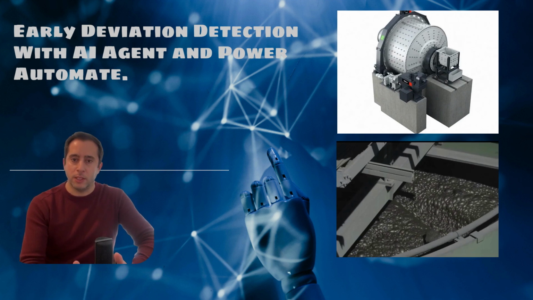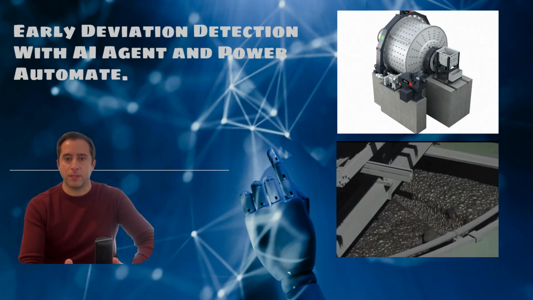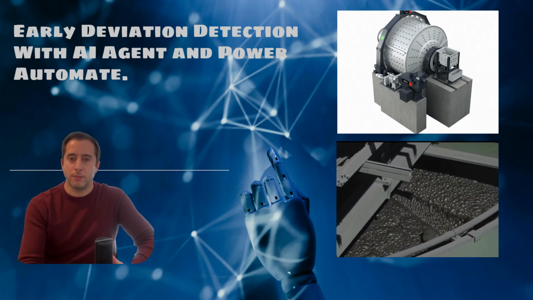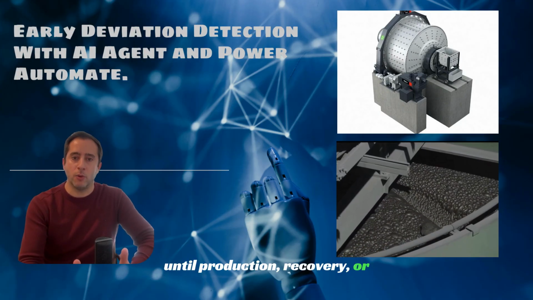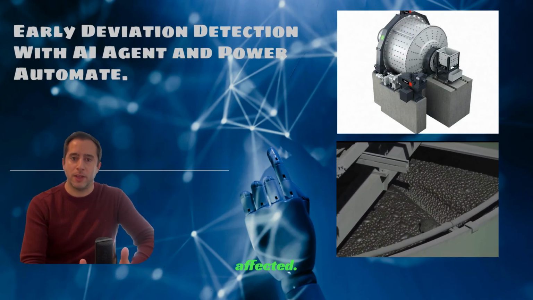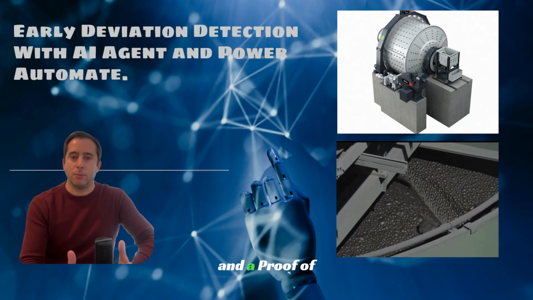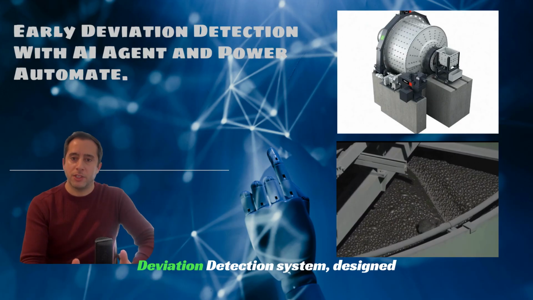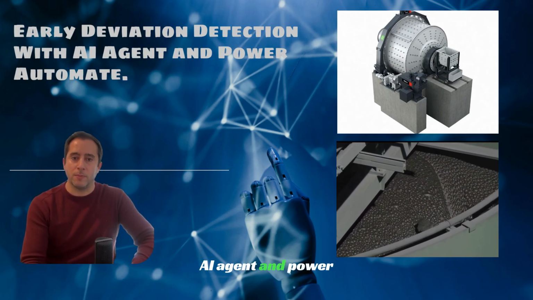Hello everyone. In most industrial plants, process problems do not start with big upsets. They start as small deviations. These deviations grow quietly until production, recovery, or equipment reliability is already affected. In this video, I want to show you a proof of concept and a proof of value for an early deviation detection system designed for mining circuits using AI agent and Power Automate.